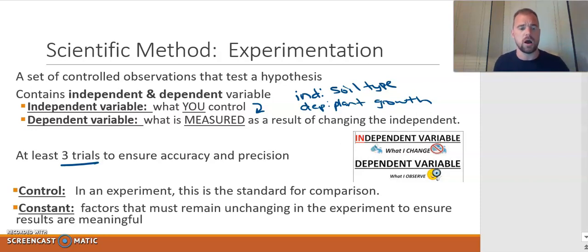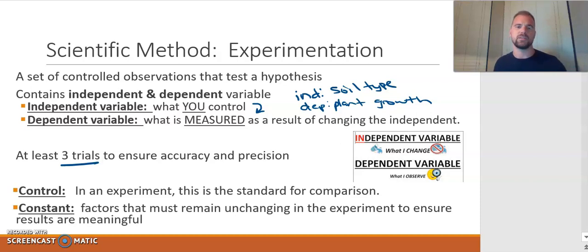But then there's also constants. If you think about, what would affect plants growing? There's a lot of things that could affect plant growth other than just soil types. How much water the plants are getting, how much sunlight they're getting, things like that. So I want to make sure that when I devise my experiment, none of those other variables are changing. I want to make sure they are constant. In other words, these are factors that must remain unchanging in the experiment to ensure results are meaningful.